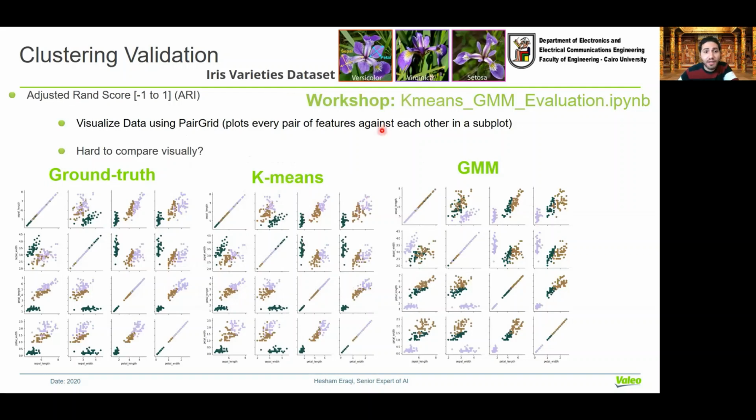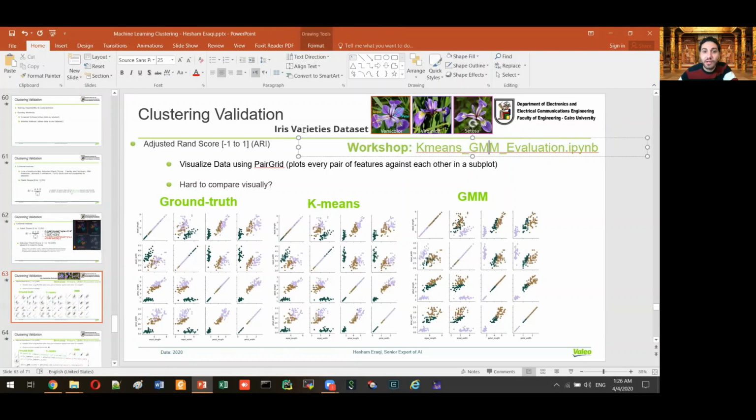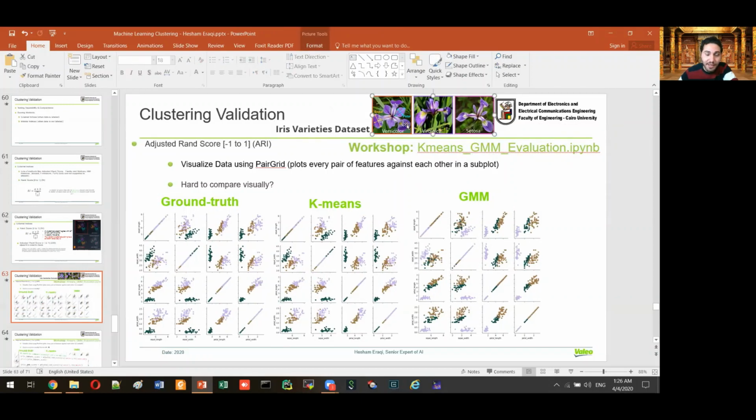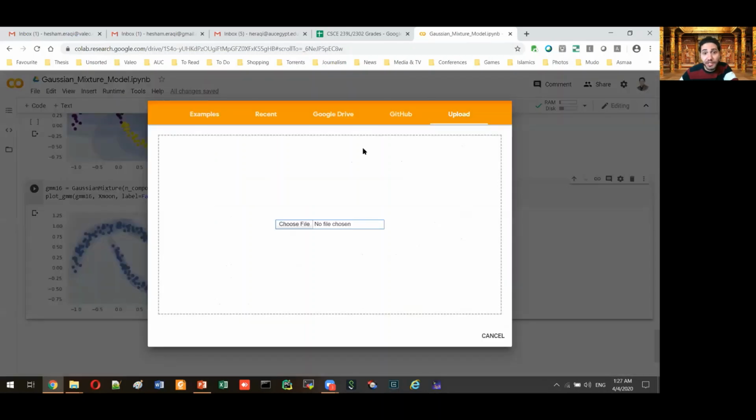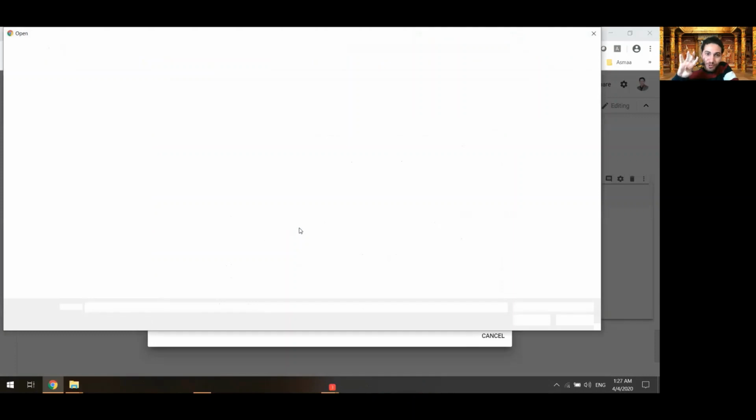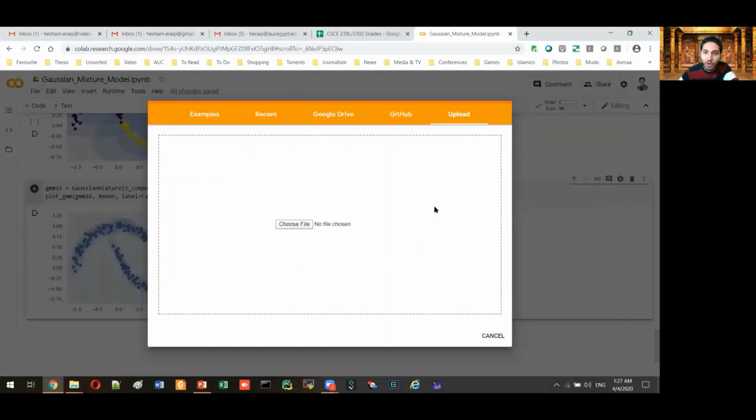Very quickly, we have a workshop regarding how to use the adjusted Rand score in the Scikit-Learn library. We will use the iris varieties dataset again and try to visualize the outcome of the clustering algorithm, which is challenging because, if you remember, this dataset is composed of 4 features, so it is impossible to visualize in 2D or 3D. This is why we will rely on some library. Let's open the workshop.